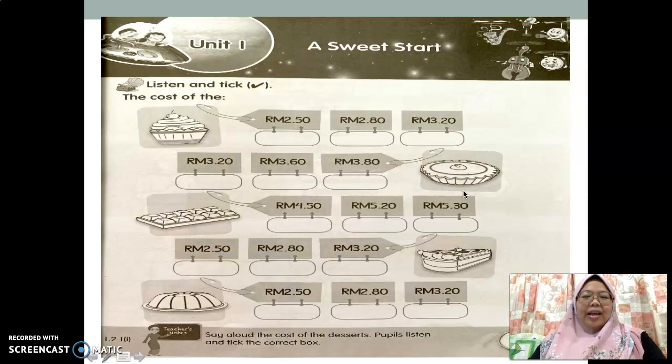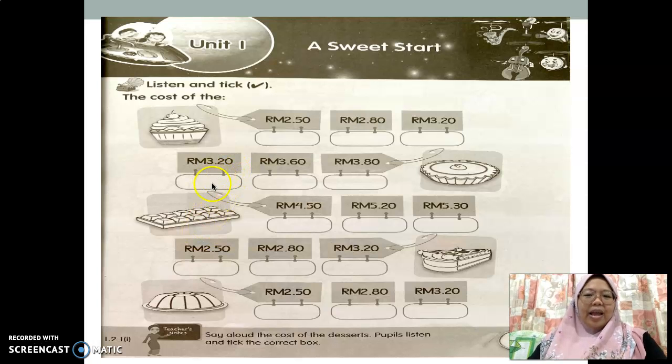Next, the cost of the tart is RM3.60. The cost of the chocolate is RM5.30.